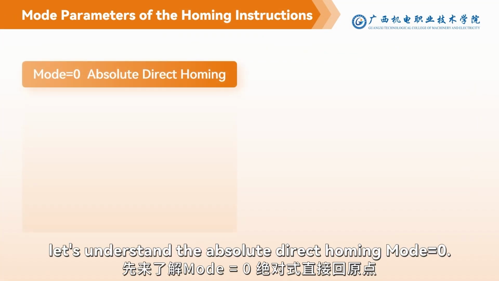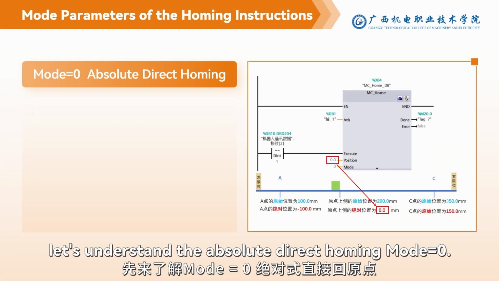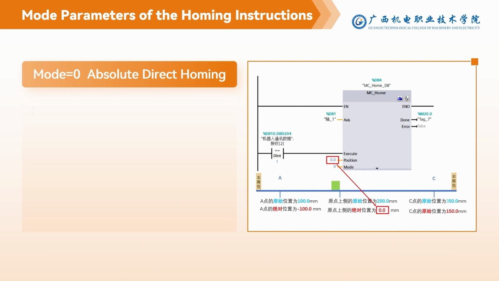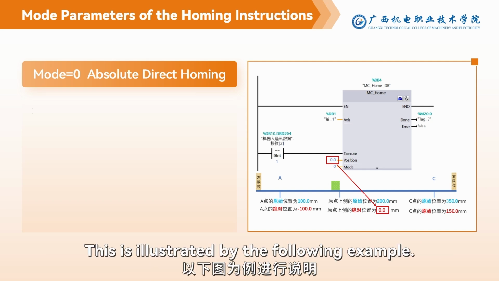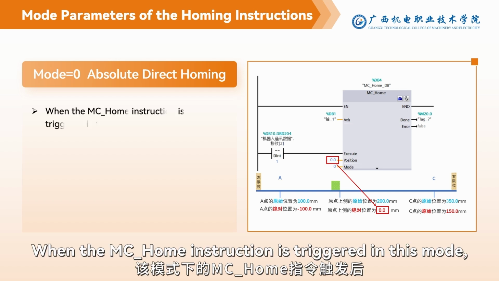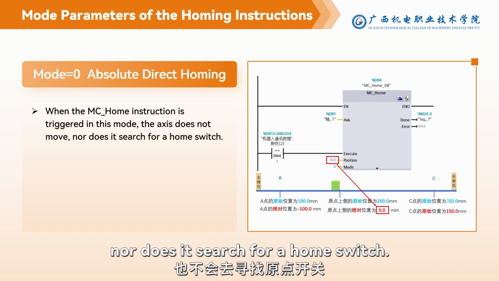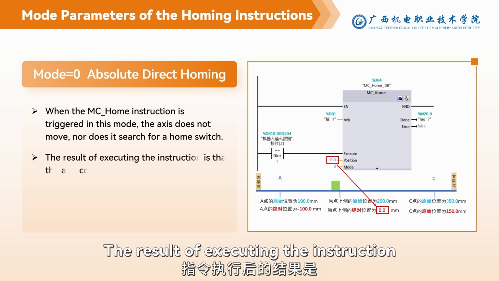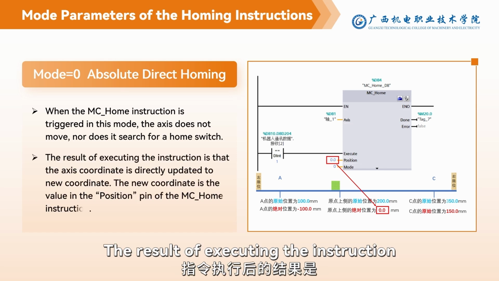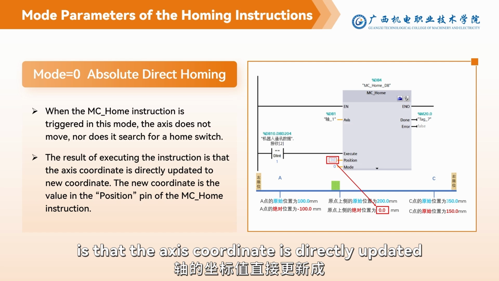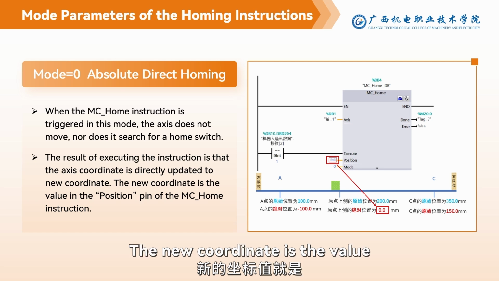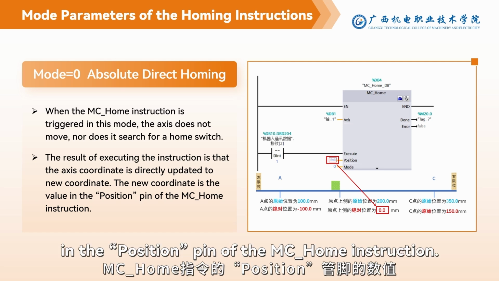First, let's understand the absolute direct homing mode equal 0. This is illustrated by the following example. When the MC Home instruction is triggered in this mode, the axis doesn't move, nor does it search for a home switch. The result of executing the instruction is that the axis coordinate is directly updated to the new coordinate.